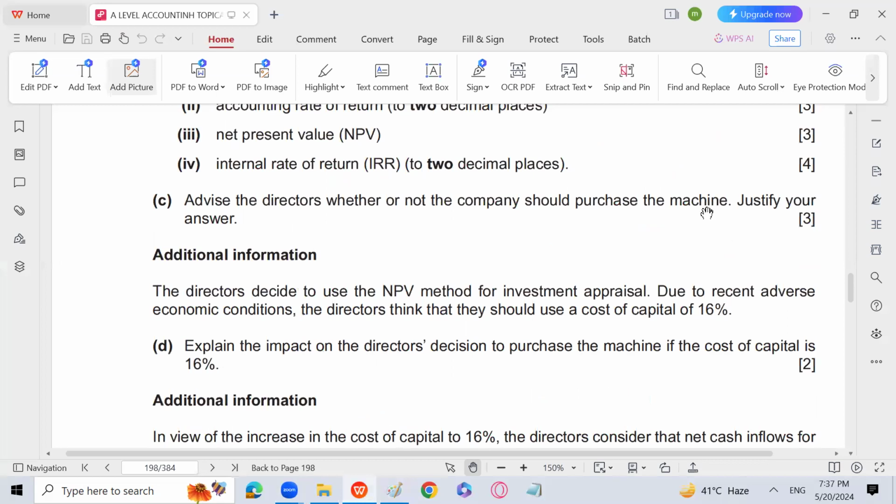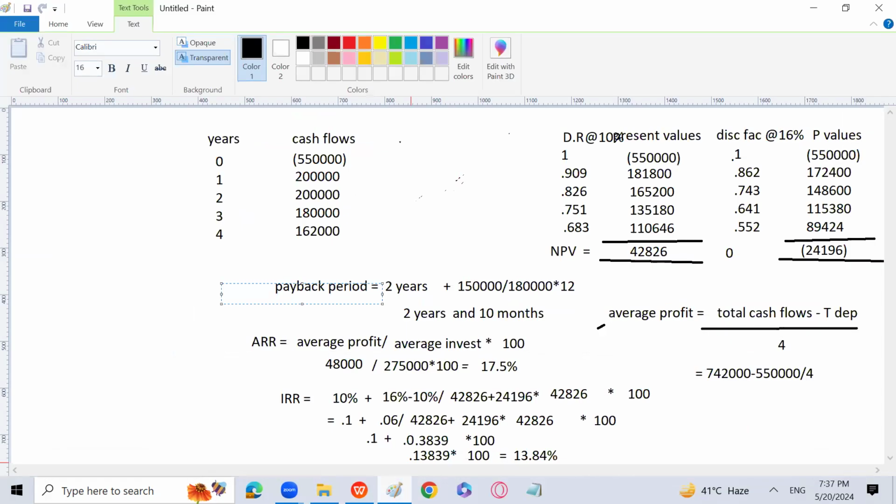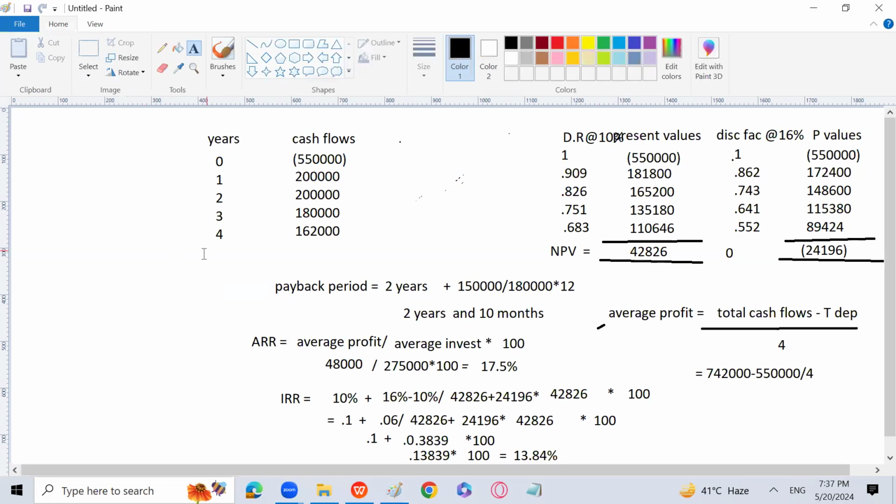Advise the director whether he should purchase the machine. He must purchase the machine because IRR is more than the cost of capital of 10%, and NPV is positive. ARR is also acceptable. Payback period is also fine. But IRR is more than cost of capital. That's true.